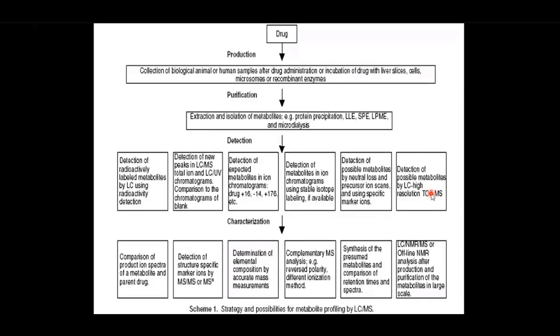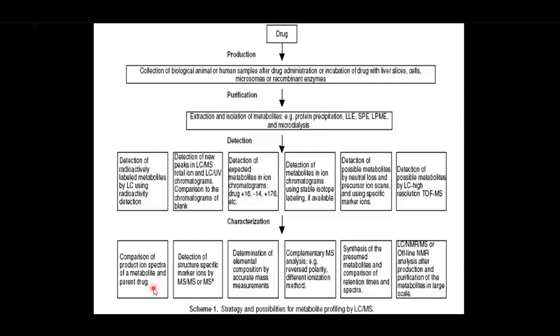After that, you are going to characterize it. You have to find out the structure of the metabolite. So, comparison of product ion spectra of a metabolite and the parent drug. Okay, so the parent drug fragments in the collision cell and you get certain product ions of that particular original drug.